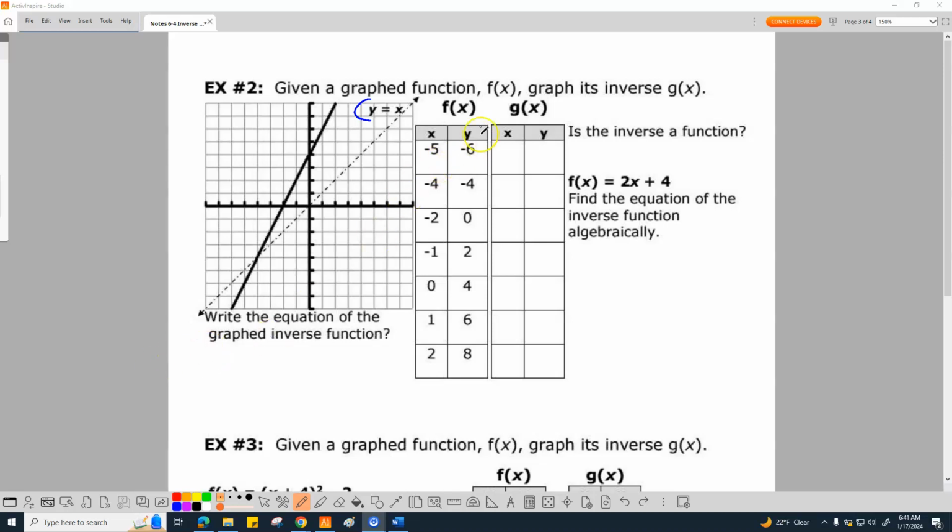Okay, example 2, it's going to be the same thing. We're going to go ahead and switch our numbers again. Right here, they gave us that y equals x line. That dotted line is the line of reflection. So I'm going to go through and switch all these.